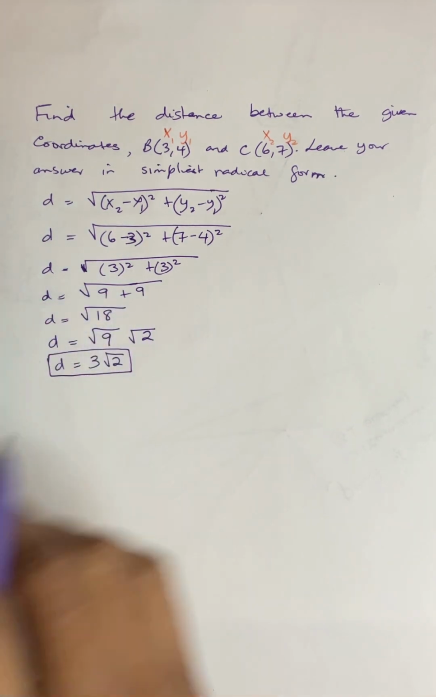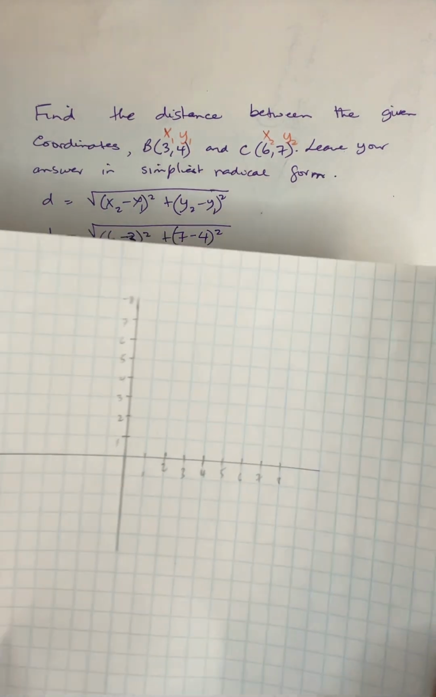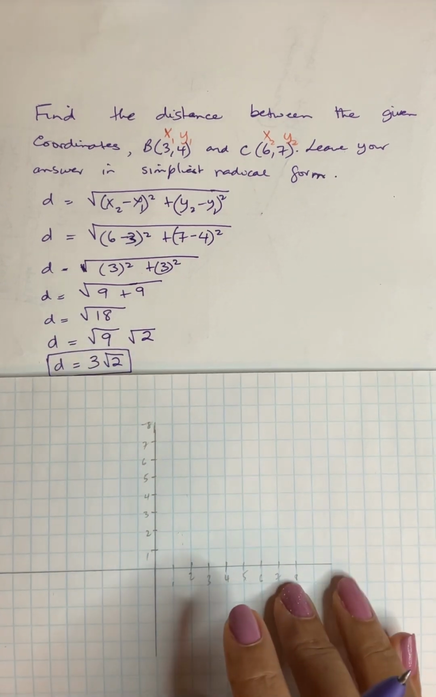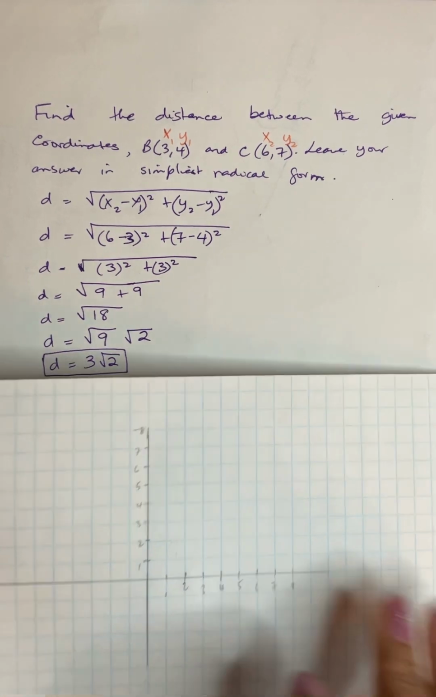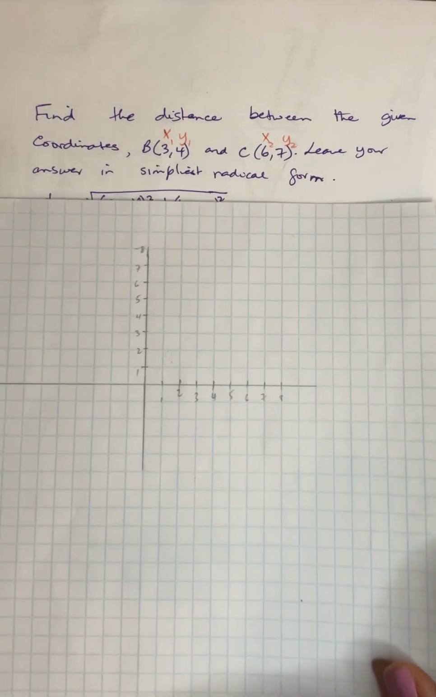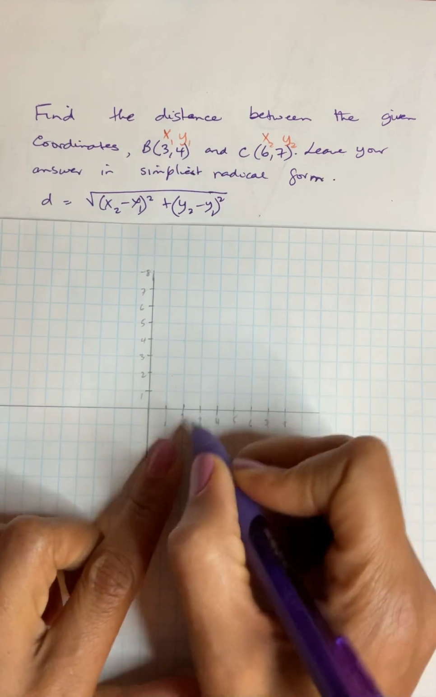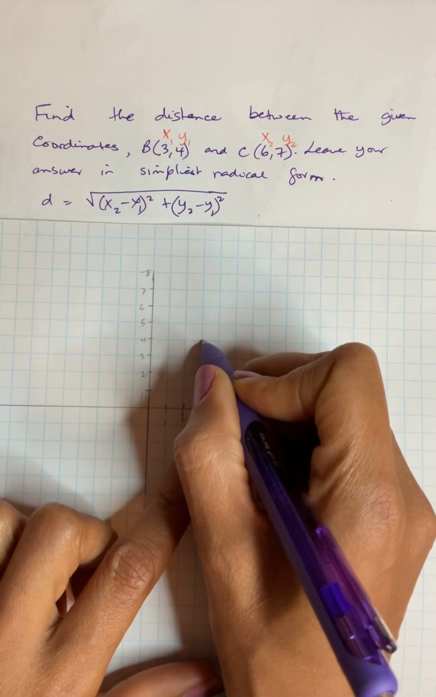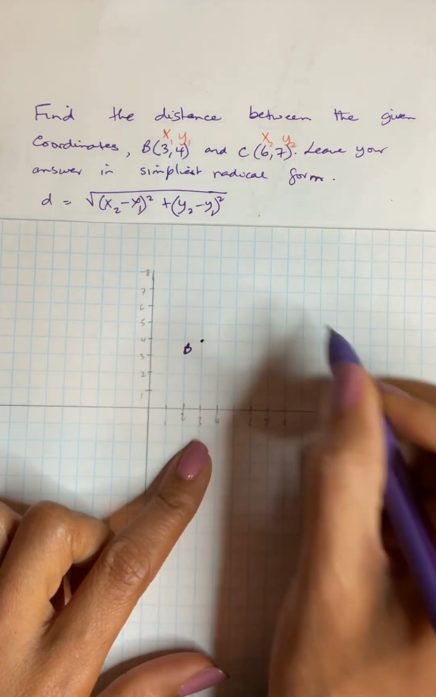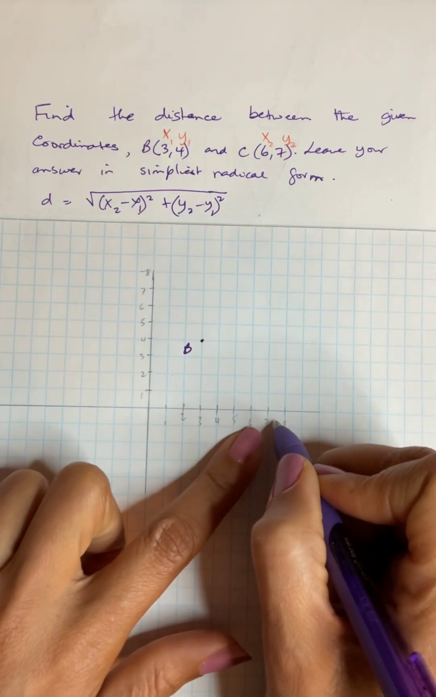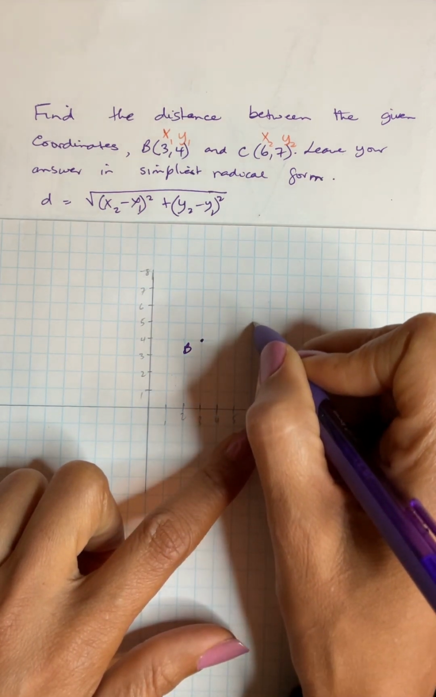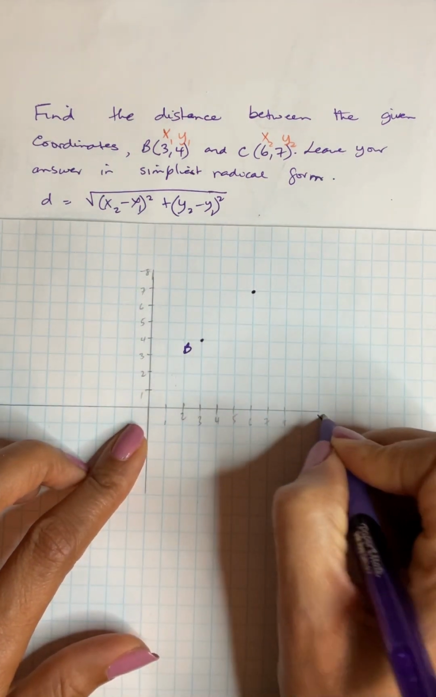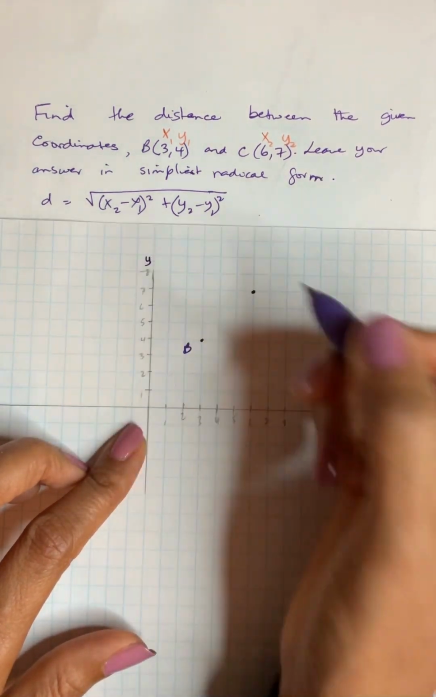Now, the other method I'm going to show you is using graph paper. If you have graph paper, and most exams supply you with graph paper, what you can do with the graph paper, you have your coordinates here. Again, you are going to plot them. You have B at 3, 4. Okay, this is B. And you have the other one, C, at 6, 7. 6, 7 going across. Always your x comes before your y.